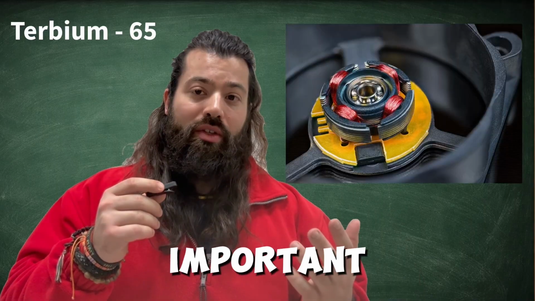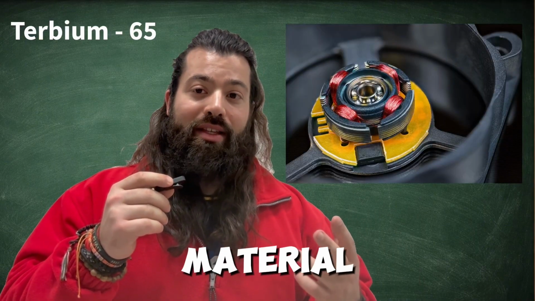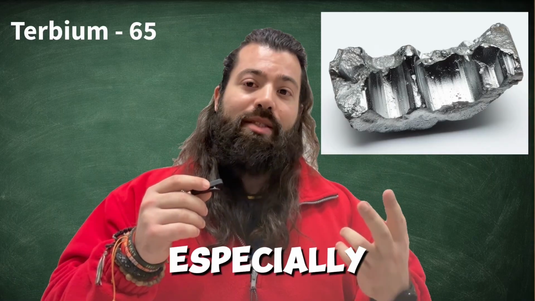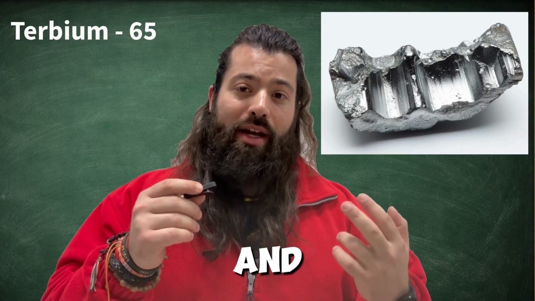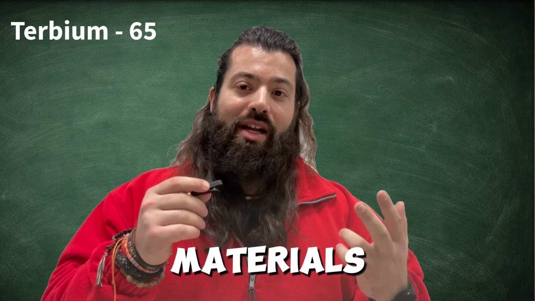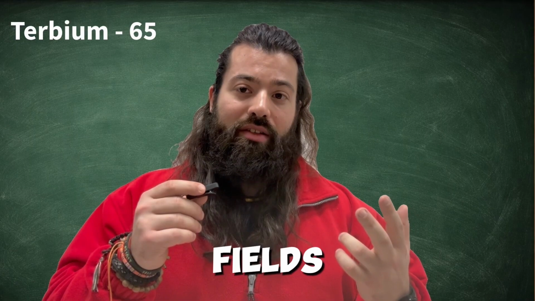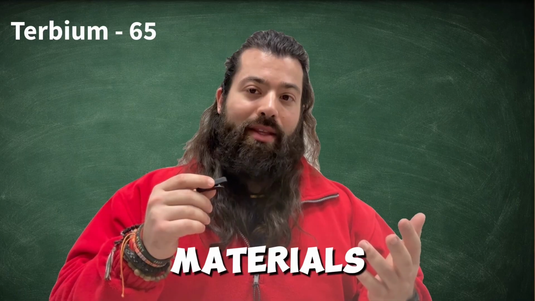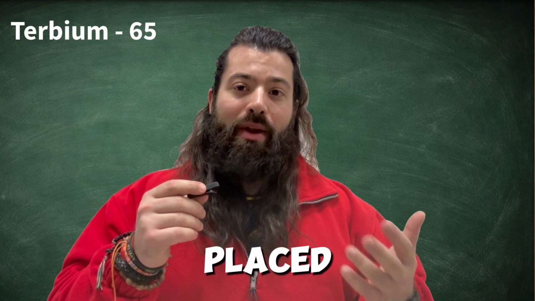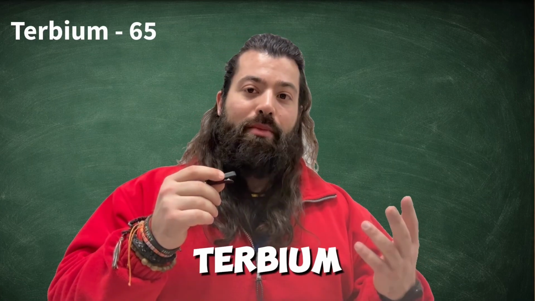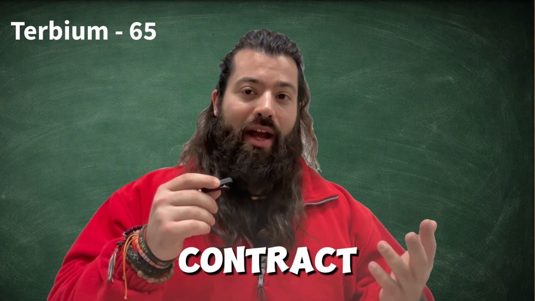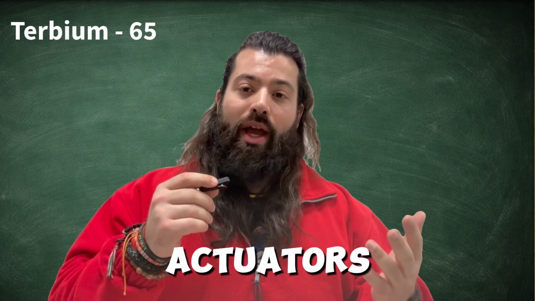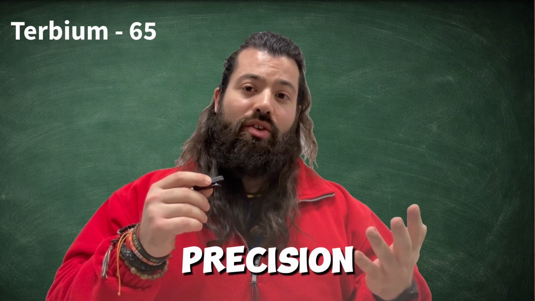Terbium has another important role. It is used as a magnetic material. When it's added to alloys, terbium can improve their magnetic performance, especially when it is combined with iron and rare earth magnets. It can create materials that respond very strongly to magnetic fields and find important applications in magnetostrictive materials. These are materials that can change shape when they're placed inside a magnetic field. Terbium alloys can expand or contract when they get magnetized. This is a property that is used in actuators, sensors, and precision control systems.